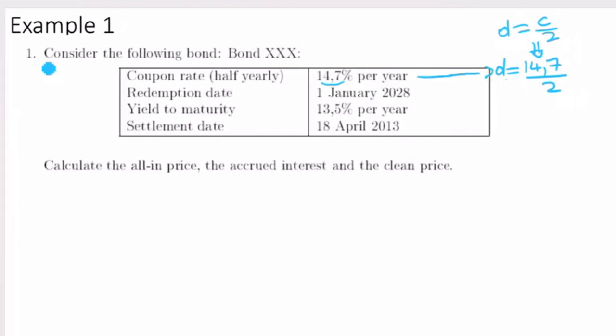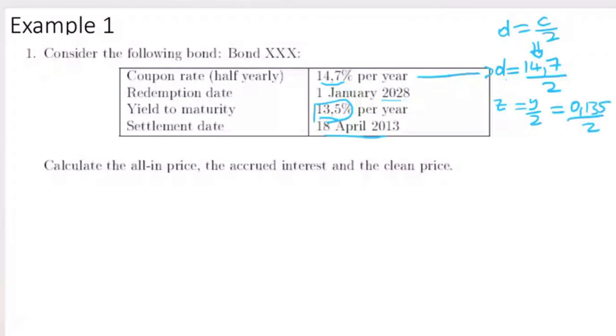You are told the redemption date. That means your maturity date is that one. And your yield to maturity, what does it suggest? It is suggesting that your Z is going to be, I'm already thinking about my formulas, the yield to maturity over 2. This is the only one that you are going to convert and make a decimal. So you're going to have 0.135 divided by 2. So you've got those components, you've got the settlement date. So you've got that information.